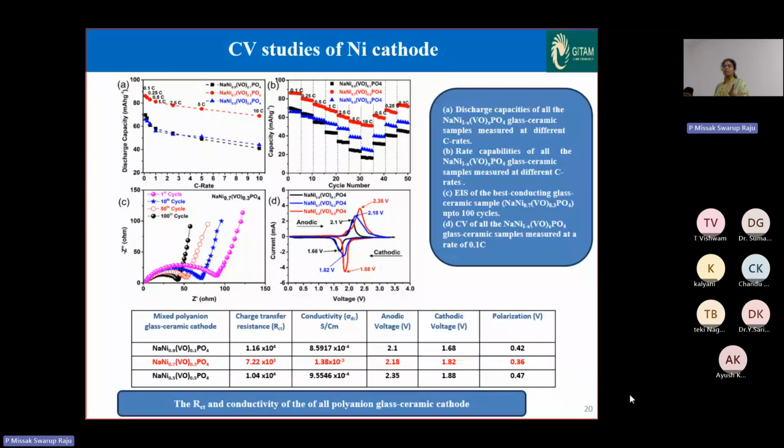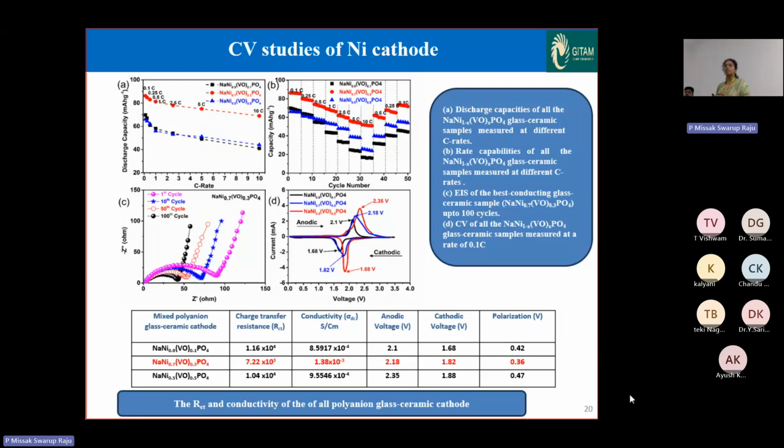For the X equal to 0.3 sample, the charge transfer resistance value is high. Then automatically the conductivity value also increases. The anodic and cathodic values are 2.18 and 1.82 volts for the best sample. The polarization value is 0.3 volts, and the remaining values are 0.42 and 0.47. For the best sample, the polarization is compulsorily a lower value.